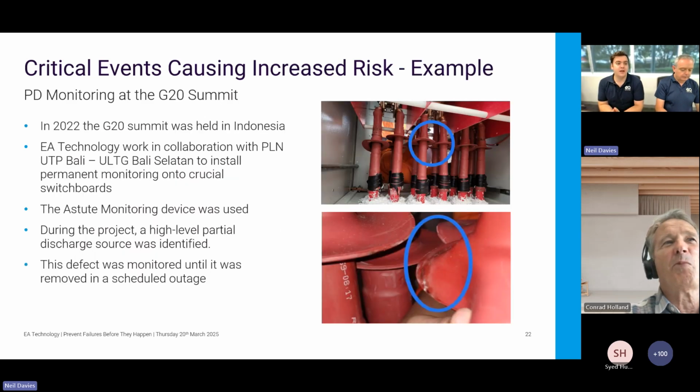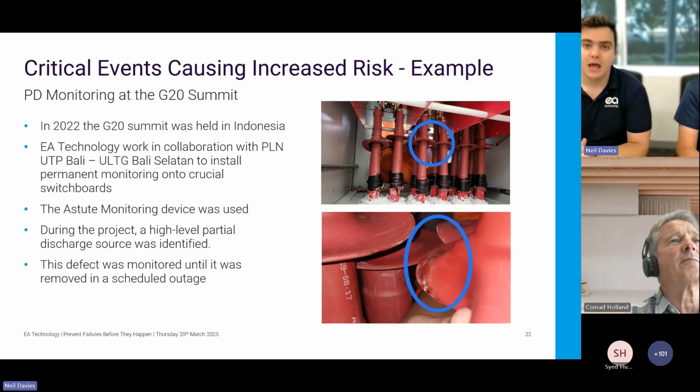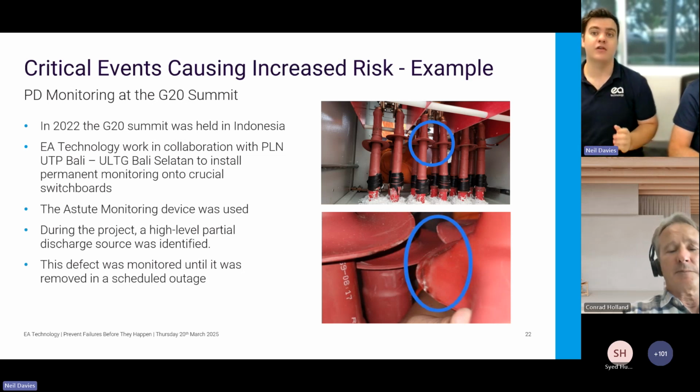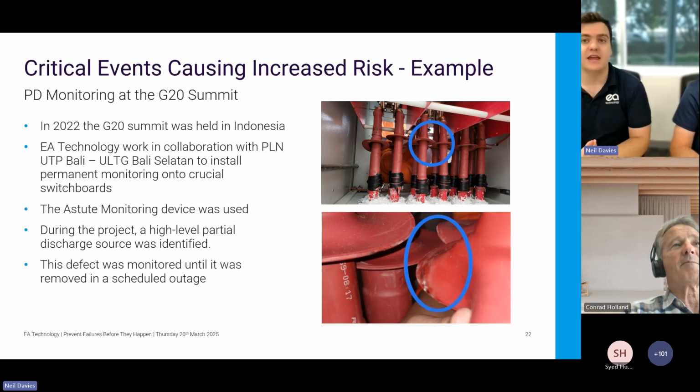A really good example of this comes out of Indonesia, where we did work. We teamed up with some of the local electrical authority there, and we installed monitoring on a critical switchboard that was providing power to the G20 summit. What they did is they put this in, and they actually found quite a high level ultrasonic type issue. And as Neil discussed earlier on, your ultrasonic issues traditionally can have a very small P to F interval. They can snowball quite quickly, and they can go from inception to failure quite quickly.